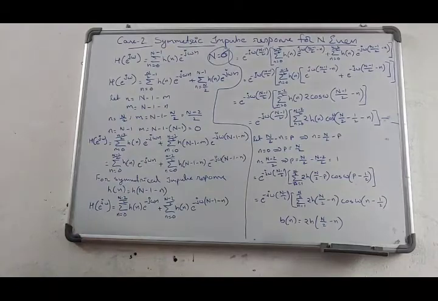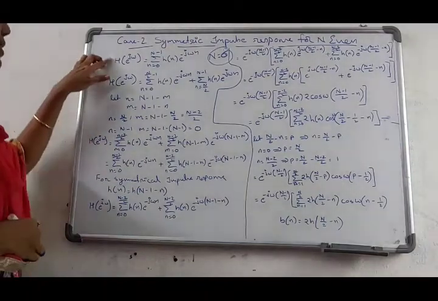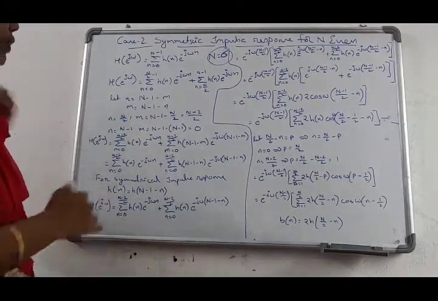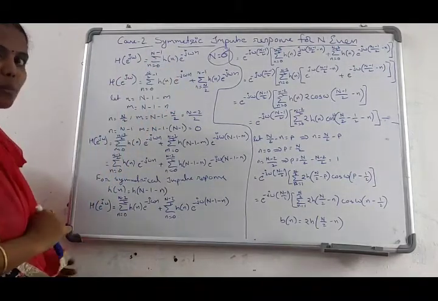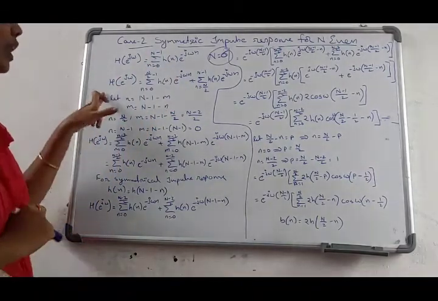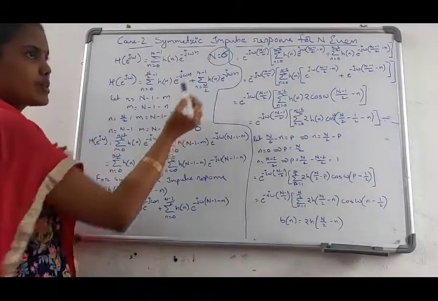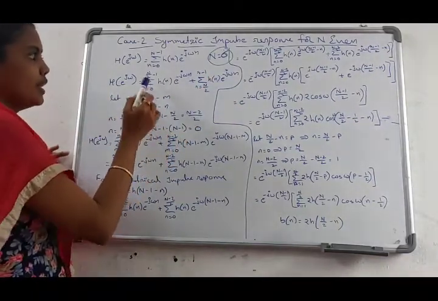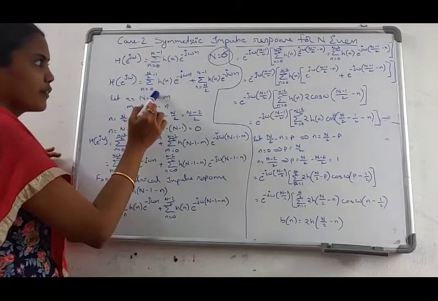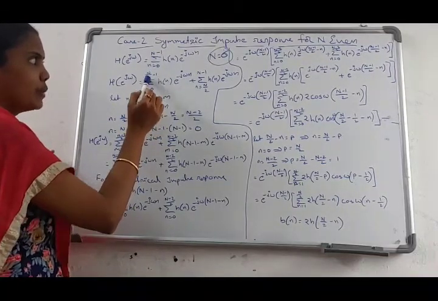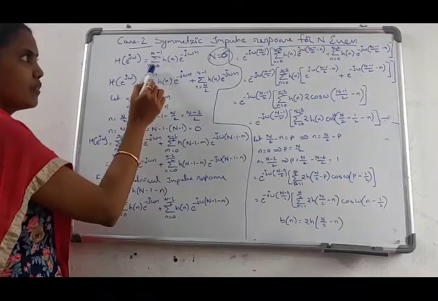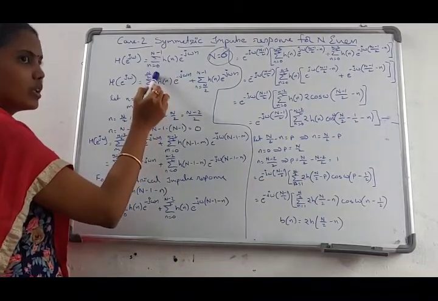Okay. First take the Fourier transform of the impulse response. H of e power j omega is equal to summation n is equal to 0 to N minus 1, h of n e power minus j omega n. Let us consider N is equal to 6. In terms of n, how to write it? n is equal to 0 to N by 2 minus 1. N is equal to 6 means 6 by 2 minus 1.